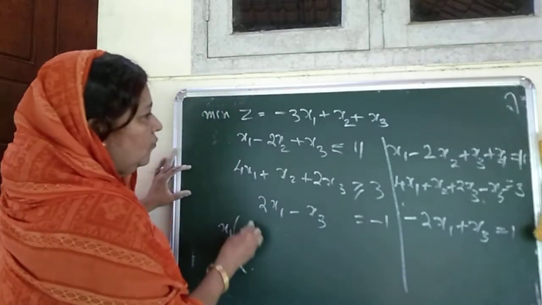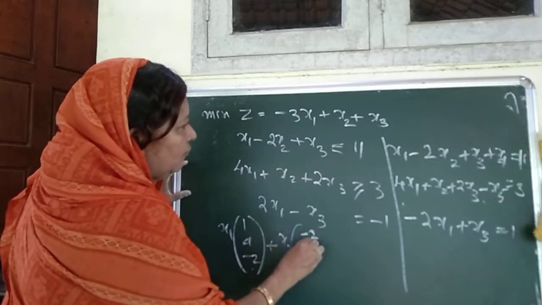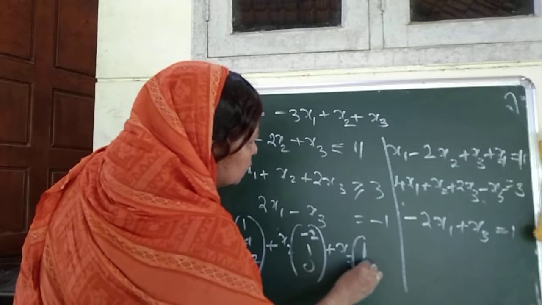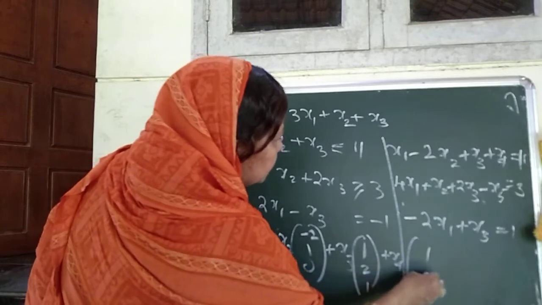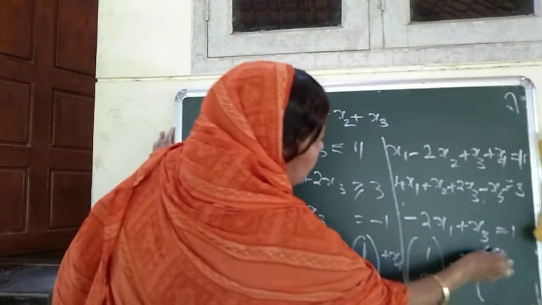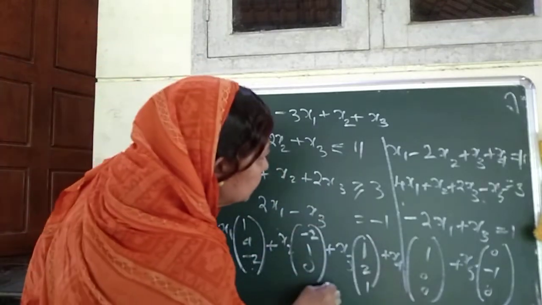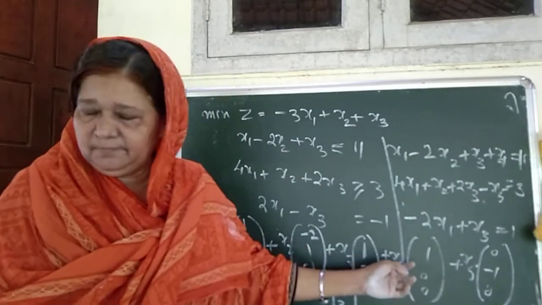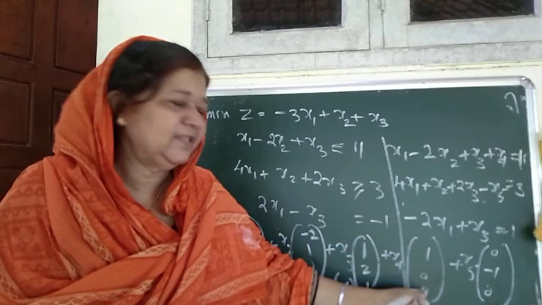x1 into 1, 4, minus 2, plus x2 into minus 2, 1, 0, plus x3 into 1, 2, 1, plus x4 into 1, 0, 0, plus x5 into 0, minus 1, 0, equal to 11, 3, 1. In this problem, we have seen that corresponding to x4 we have only one column with 1, 0, 0.